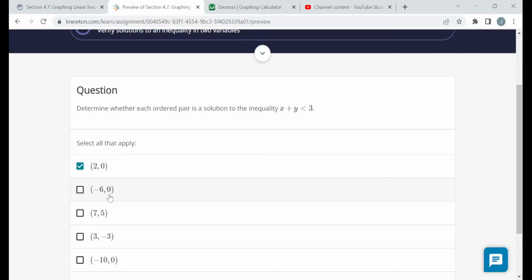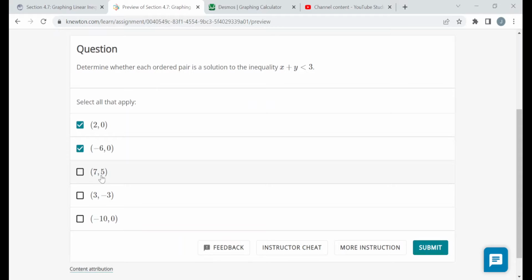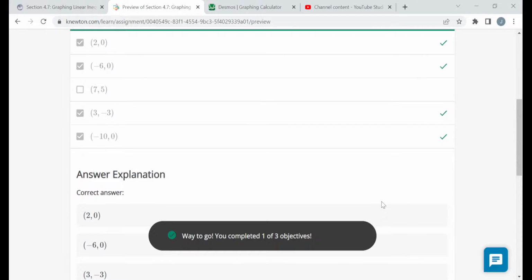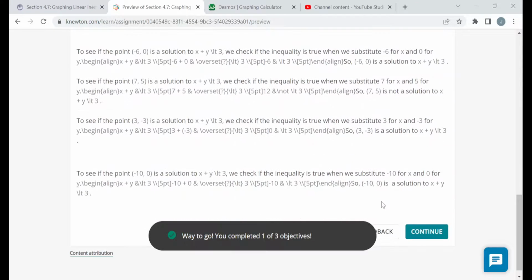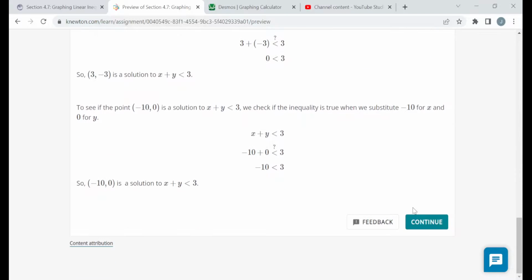All right. 2 plus 0 is 2, that's less than 3. Negative 6 plus 0 is negative 6, which is less than 3. 7 plus 5 is 12, which is not less than 3. 3 plus negative 3 is 0, which is less than 3. And negative 10 plus 0 is negative 10, which is less than 3. So the 4 ones I selected are solutions of that inequality. All right, so again, that should be the easiest of the objectives, I think. The one where they give you the graph is pretty simple too.